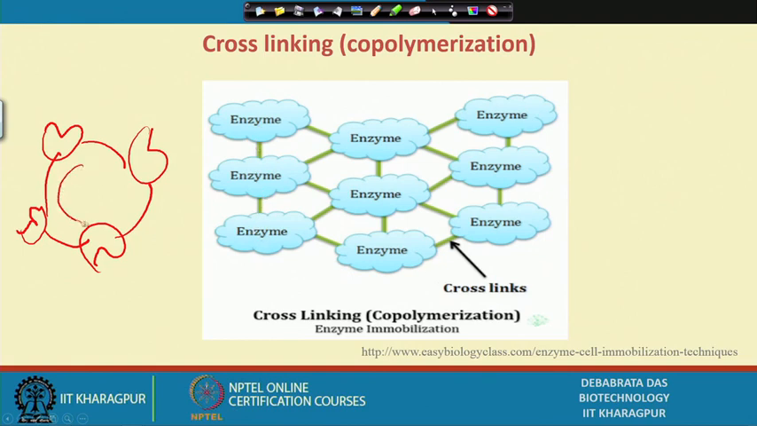Now, if you put some kind of solid matrix inside, what will happen? This will be embedded on the surface of the solid matrix. There is no interaction with the solid matrix, but the enzymes through cross-linking can have very strong binding. This is also covalent binding, but the enzyme-to-enzyme binding is also covalent. So, it is strong binding, but there is no interaction with the solid matrix as in covalent binding. The cross-linking is the covalent linking between enzyme and enzyme.